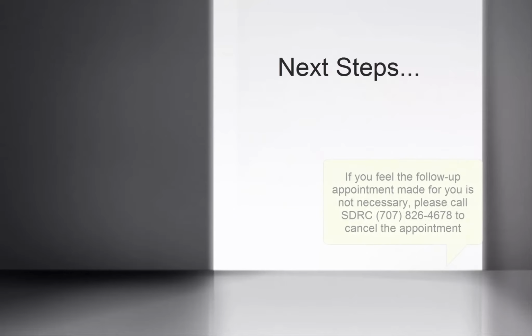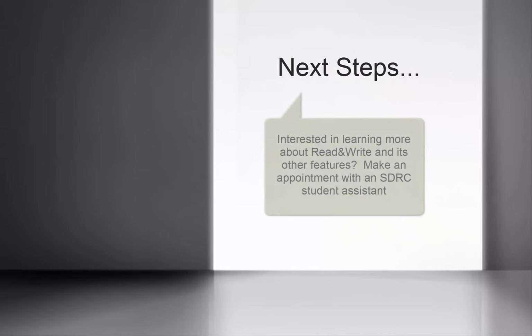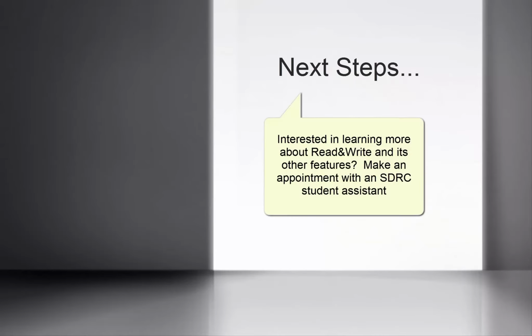If you feel that this follow-up training is not necessary, please call the Student Disability Resource Center at 707-826-4678 to cancel your appointment. After your follow-up training appointment, if you wish to have further instruction on the use of Read and Write and to learn more about other features and tools available in Read and Write, please make additional appointments with the student assistants. Thank you so much for your time. We hope you found the information in this video valuable.